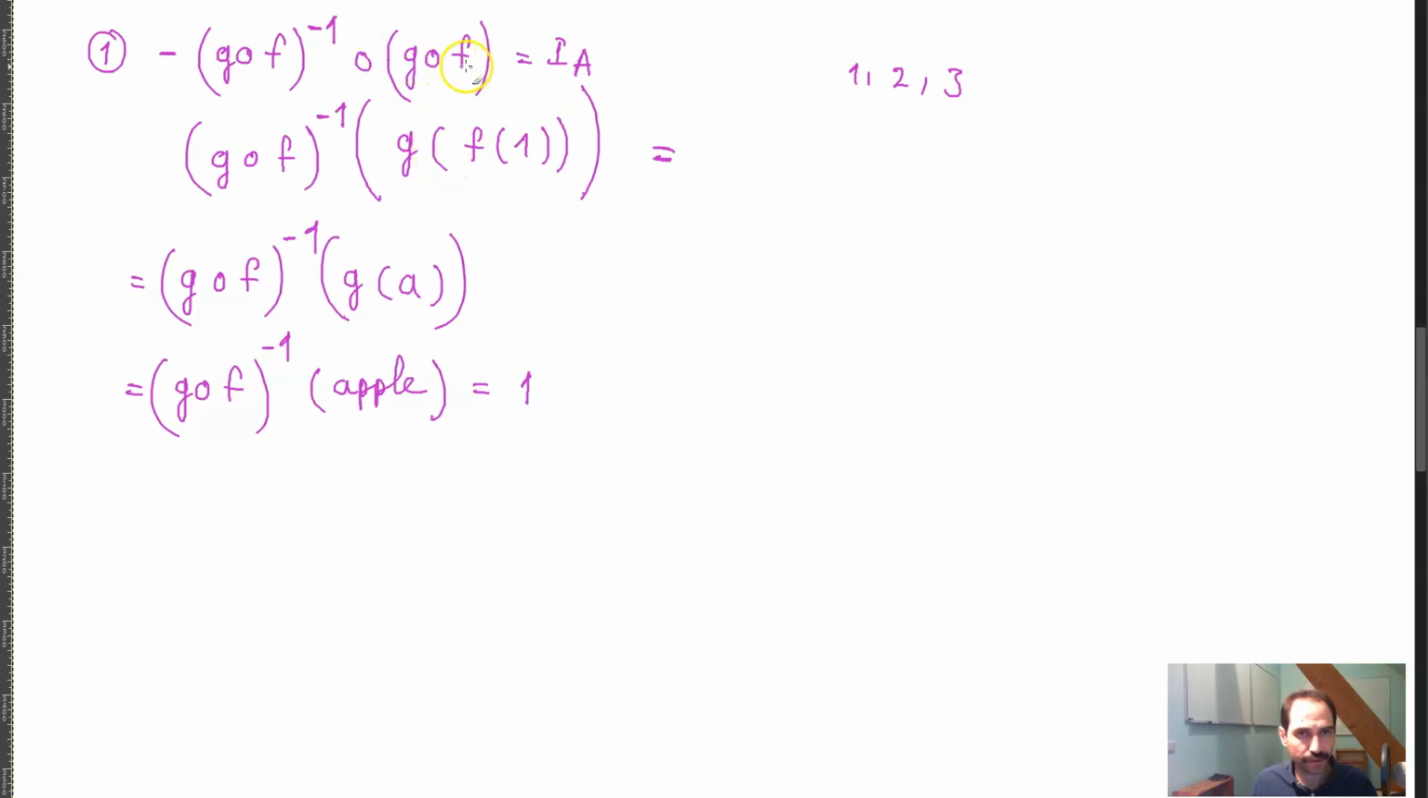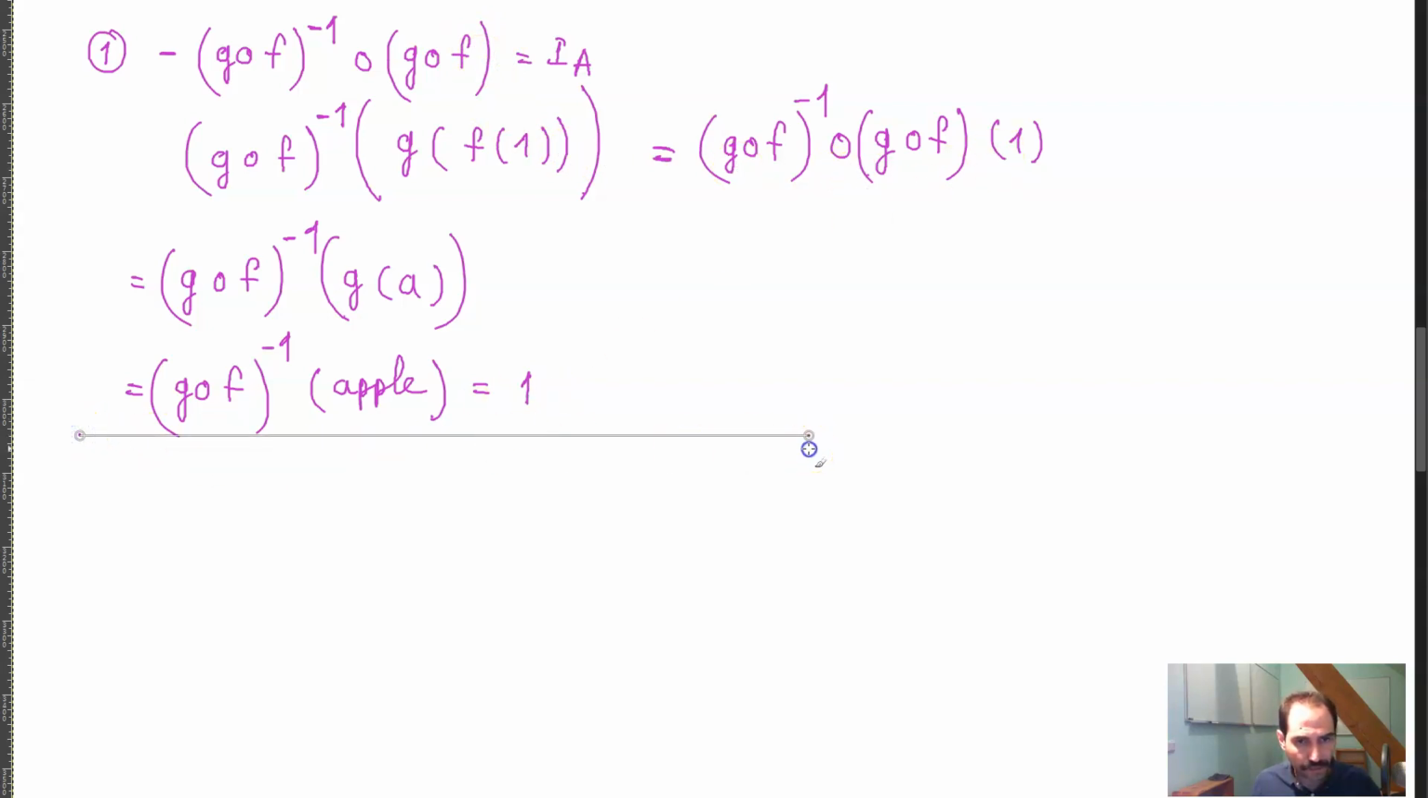(G∘F) inverse composed with, basically you can write this expression as (G∘F) inverse of G∘F, or composed with G∘F of 1. And then you can write it this way, right? And then you will get to 1. That means that if you write (G∘F) inverse composed with G∘F of 1, that gives you 1.